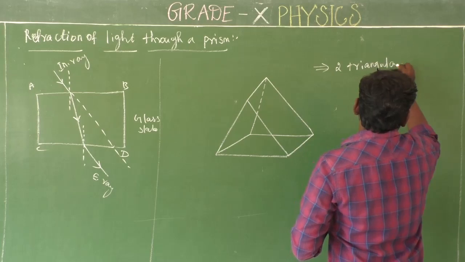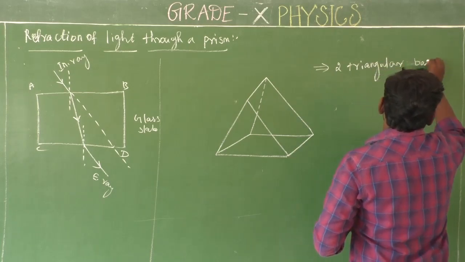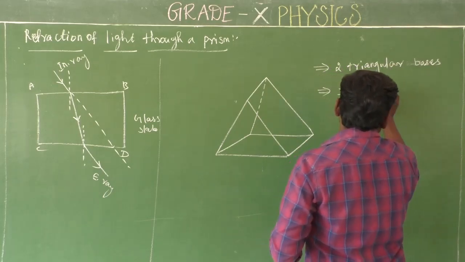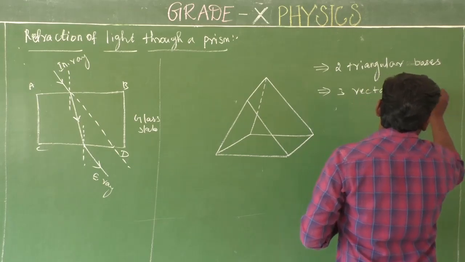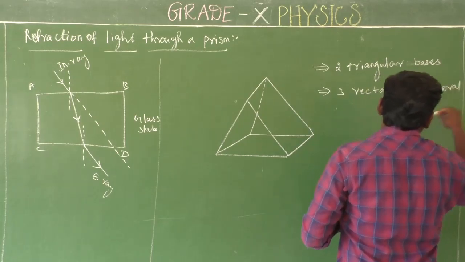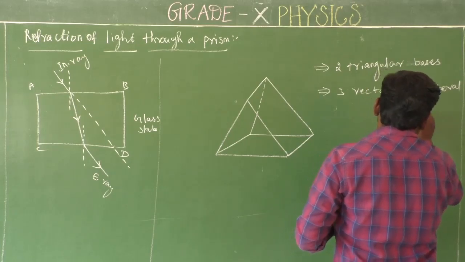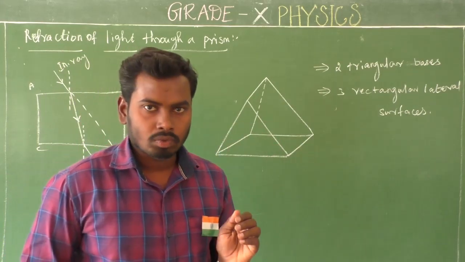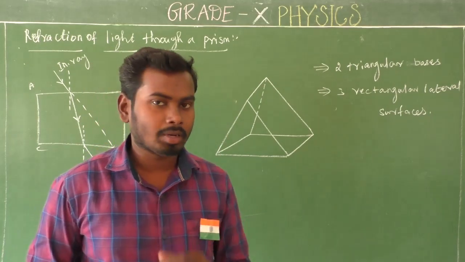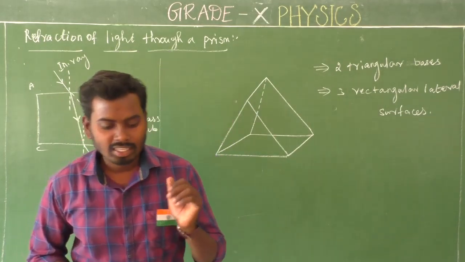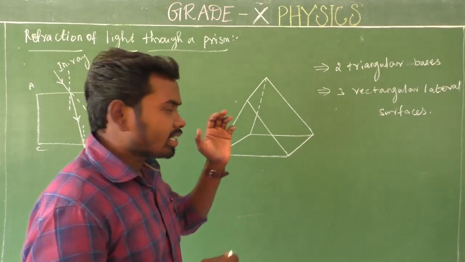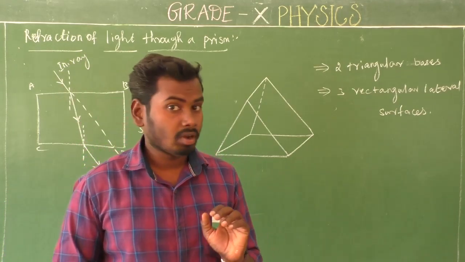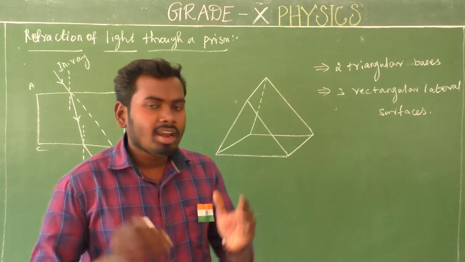Triangular ends are bases. We can say ends are bases. Then three rectangular lateral surfaces. Look here, this is the actual diagram of the glass prism, not a glass slab. Is it clear? Yes. So this glass prism has two triangular bases, or we can say triangular ends. Then three rectangular lateral surfaces.